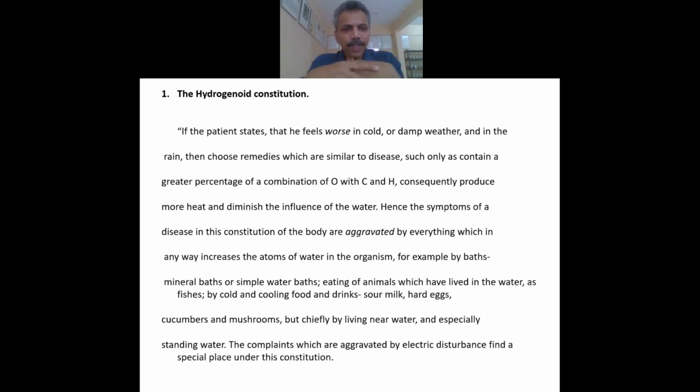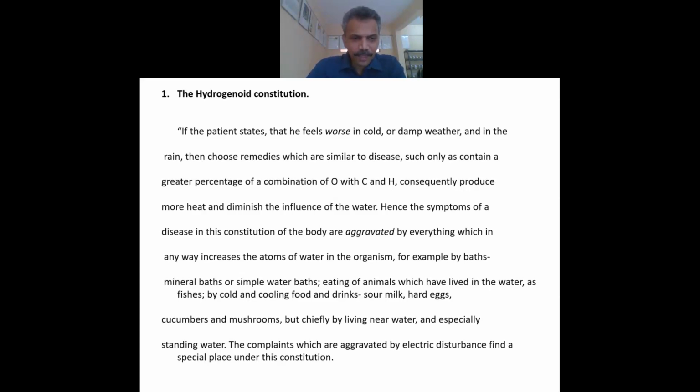So what you need to understand is, this is the text, but ultimately it means the same: they'll have more of water, and they're very, very sensitive to water. Okay. Wherever there is water, that atmosphere or that surrounding will cause an aggravation to them.